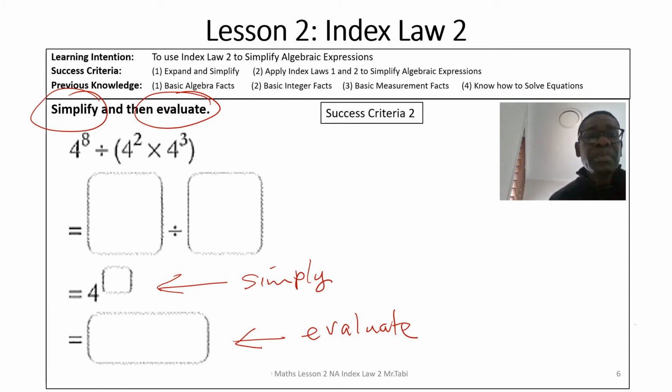So looking at what we have, I'll apply the first law to this part here, the 4 squared times 4 to the power of 3. The base is 4.